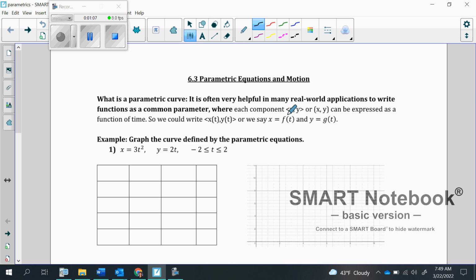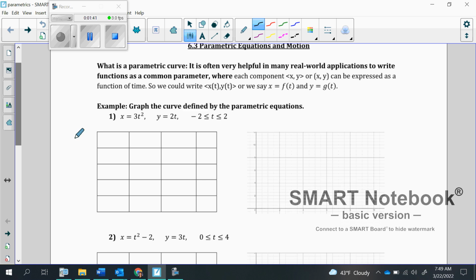So what is a parametric? So it says it is often very helpful in many real-world applications to write functions in terms of a common parameter. In parametrics, we write all functions in terms of a common parameter t. T is typically referred to as time. So it says where each component, x and y, can be expressed as a function of time. So we could write x of t, y of t, or we could just say x equals f of t, y equals g of t. And it sounds really complicated, but they're actually not terrible compared to what we've seen before. And it makes sense when you think about it.